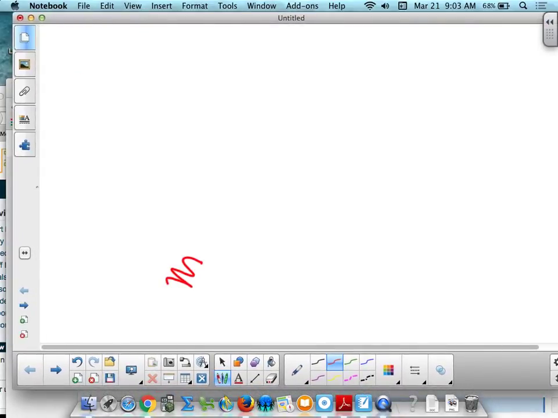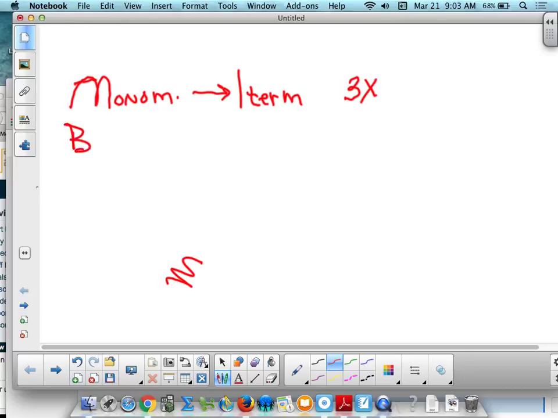Classifying polynomials by terms. If I say you have a monomial, how many terms? One term. Okay, so just one term, such as what? 2x or 3x. Okay, there you go. I'm just repeating. You don't even have to be on any page. Okay, so what's a binomial? 2 terms. Nice.